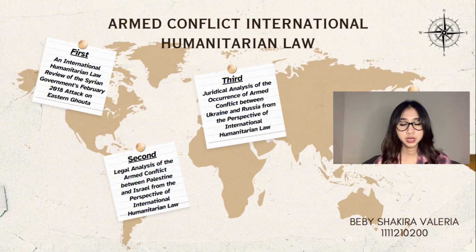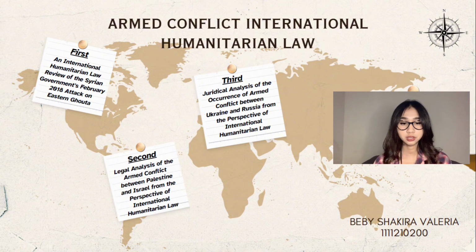So all these three articles have in common that they discuss armed conflict from the perspective of international humanitarian law, but each has a unique focus relating to the context of the conflict discussed. First, legal principles discussed. All three articles discuss IHL principles such as distinction, proportionality, and precaution, but with different emphasis according to the conflict context. In the Syrian and Palestinian cases, violations against the civilian population are the main concern, while in the Ukraine and Russia case, there is a focus on the laws of occupation and invasion.